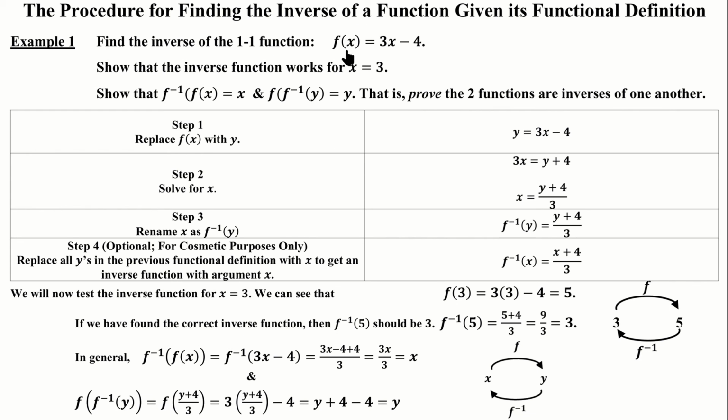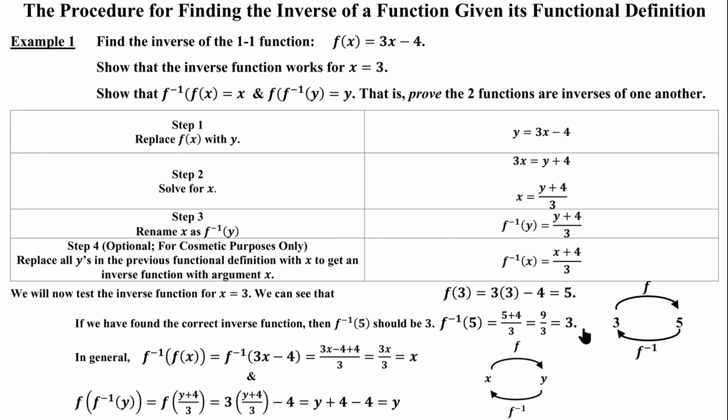Let's go back to f. Notice right here, what does f do to an input? It multiplies it by 3 and then subtracts 4. So it's going to take this input, multiply it by 3, and then subtract 4. Now, notice these 3's will cancel out, so you end up with y plus 4 minus 4, which is just y, which is exactly what we were trying to show.